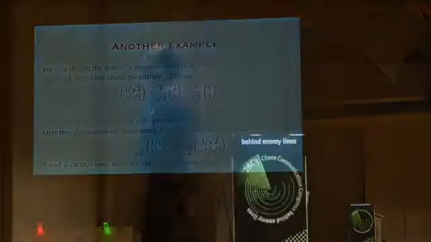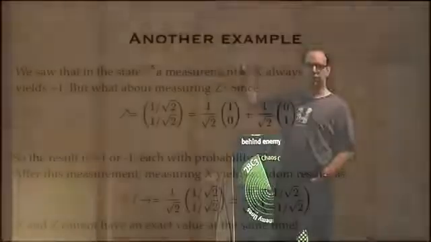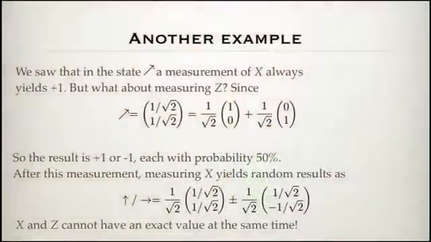Okay, let's see this in the real world in an example. We saw that this state upright was an eigenvector for x, the one with two equal components, so it always yields 1. But now I want to measure z on this. This upright was this vector, and remember these two were the eigenvectors for the z measurement, and this is the way to write it as a sum of these two vectors.